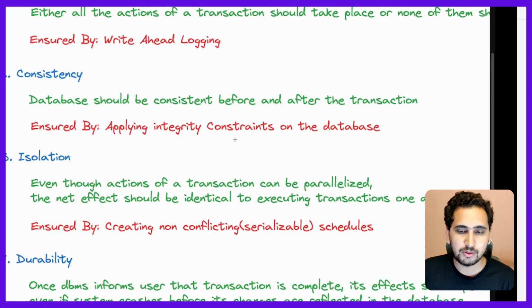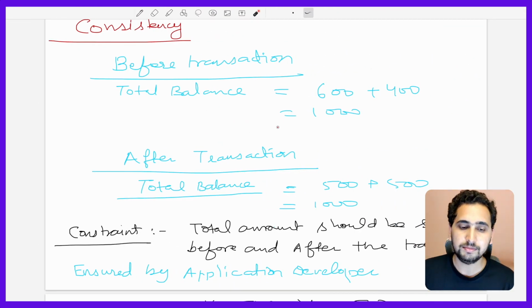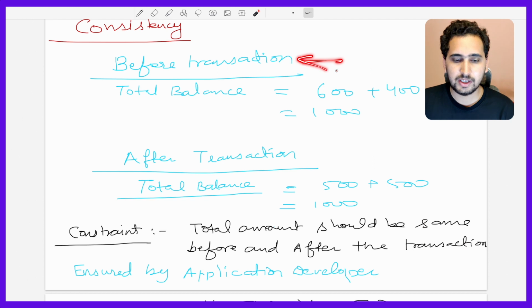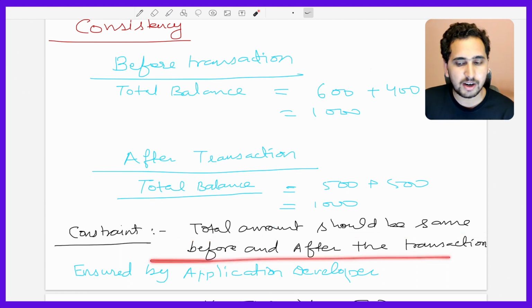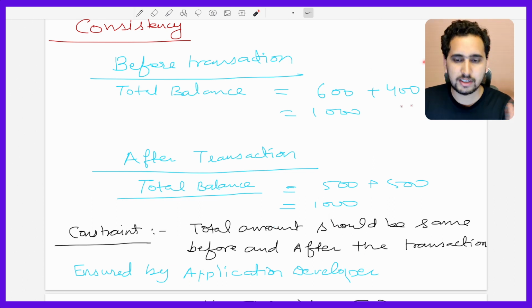Now let's take an example of consistency. We are taking one constraint here and applying it on a table: the total amount should be the same before and after the transaction. In our above scenario, where we were transferring an amount from A's account to B's account, if we had applied this constraint, then initially the amount in A's account was 600 and in B's account it was 400. So the total amount was 1000. And after the transaction also, it should be 1000, only by 500.